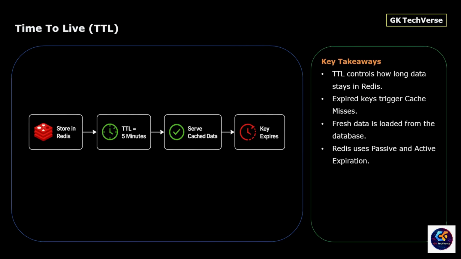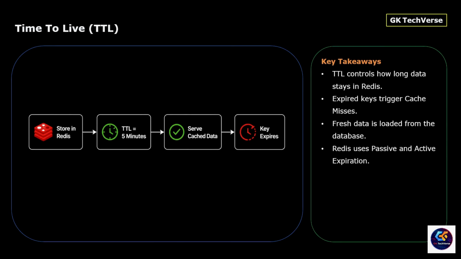At this point, you might have an important question. If Redis stores data forever, how does it stay up to date? Imagine a product price changes in the database. If Redis keeps the old value forever, users will continue seeing outdated information. To solve this problem, Redis provides a feature called time to live, commonly known as TTL. TTL defines how long a cache entry should remain valid.